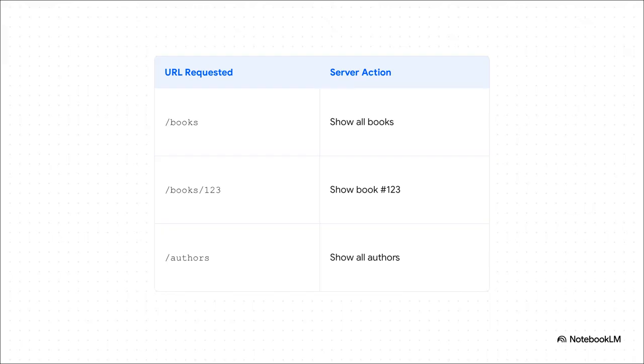And here's what that looks like in practice. If a user goes to the /books page, the router sends them to the function that shows all the books. Simple. If they go to /authors, it directs them to the list of all the authors. It's this really clean, organized system for handling every possible thing a user might ask for.